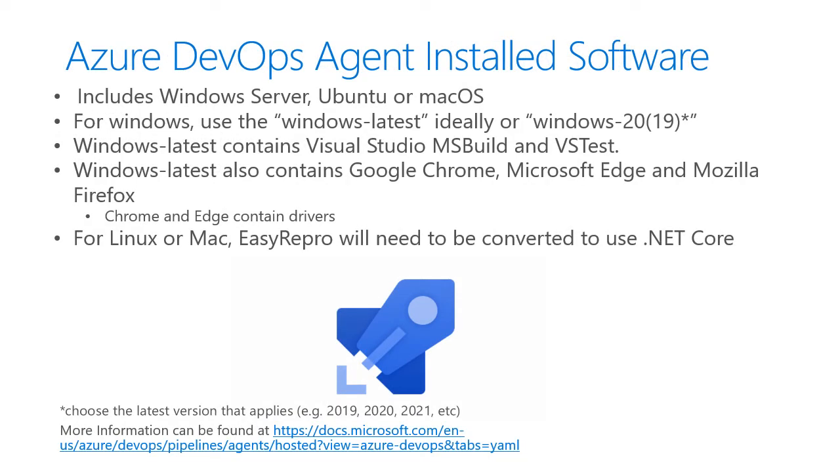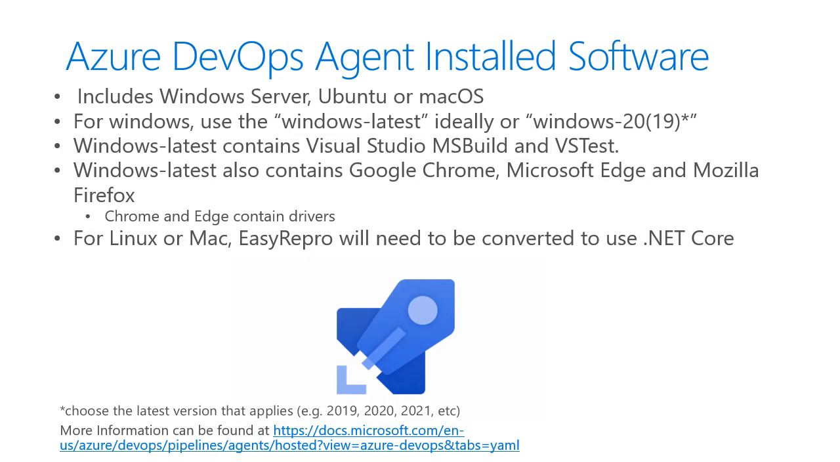All right, so Azure DevOps Agent installed software. We have three major versions of OSs. We have Windows-based, Linux-based, and Mac-based. For Windows, I'd recommend using the Windows-latest or, in this case, Windows 2019. Depending on when you're watching this, there could be a later version, 2020, 21, etc.